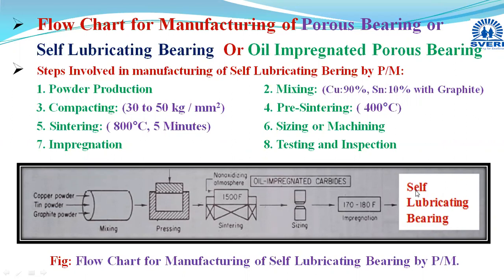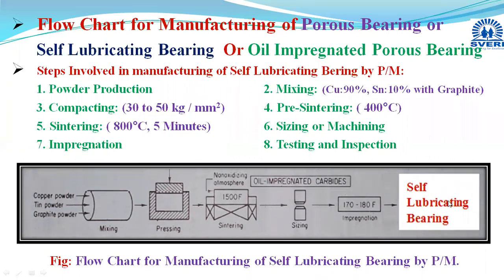Few questions are there. Why is it termed a self-lubricating bearing, and why is it termed a porous bearing? Why are we not simply calling it a bearing? Why is it termed a self-lubricating bearing? As in the impregnation stage, we have filled the pores on the surface with hot oil. During practical use, automatically that oil will come out and provide the necessary lubrication. No external lubricant is required. Hence this is termed a self-lubricating bearing.